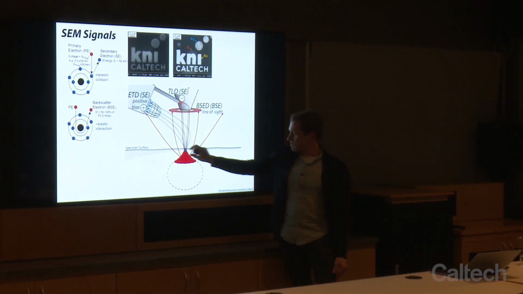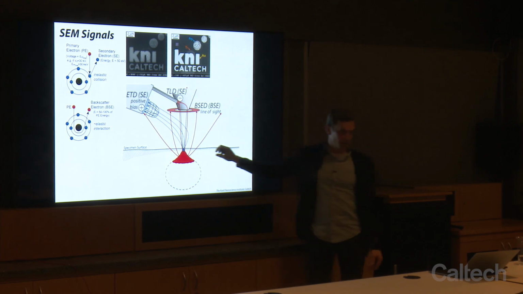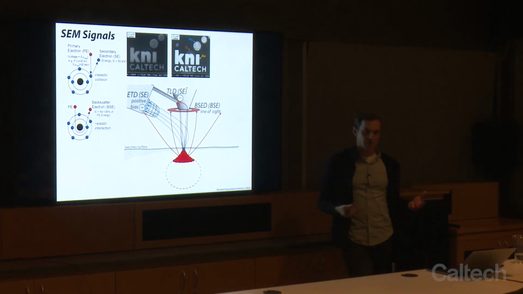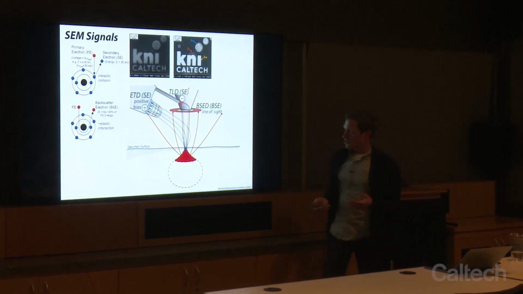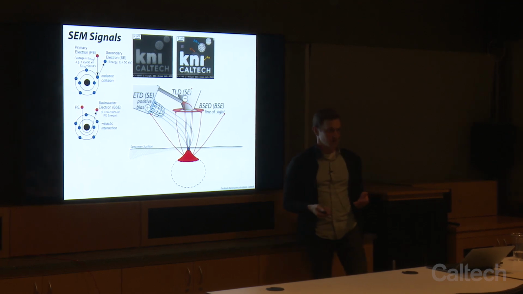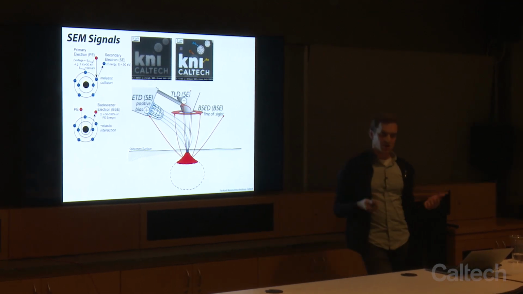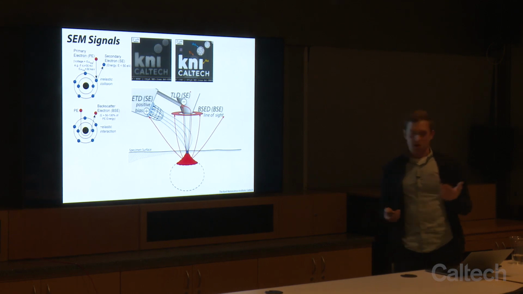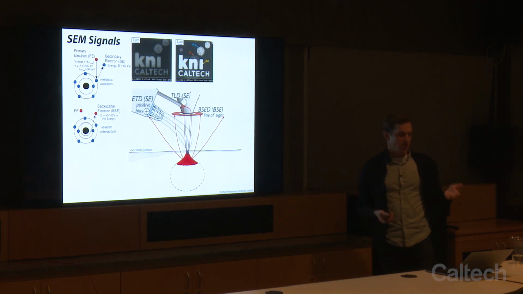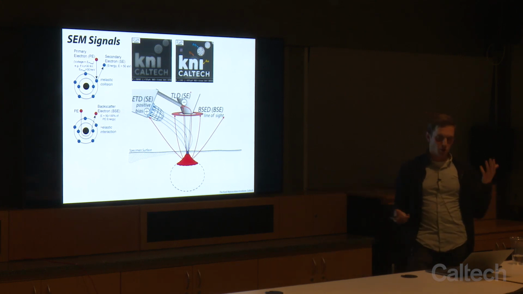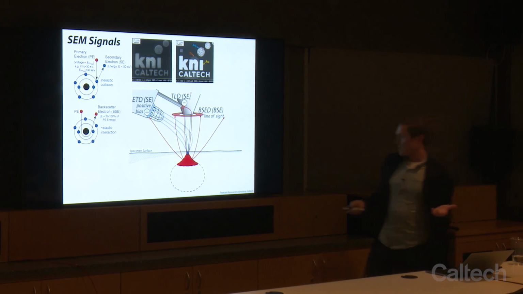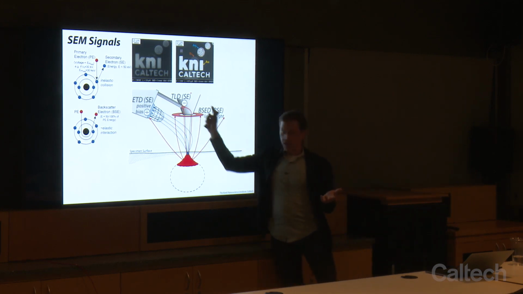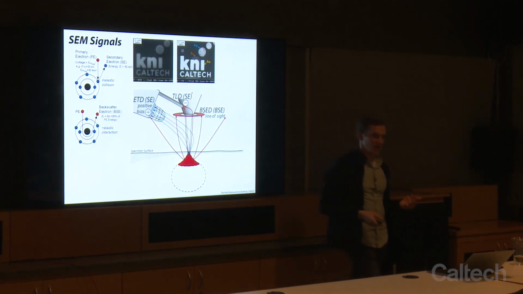specimen. So they're not going to be very good at showing you the surface topography because they're not literally coming from the surface, but rather they're going to show you atomic number contrast because the elastic scattering is a function of the atomic number. So a gold atom will elastically scatter more electrons than, say, a silicon, and therefore your gold will appear brighter on the screen if you have a backscattered electron detector there to collect that signal.